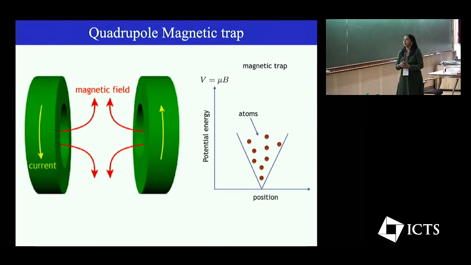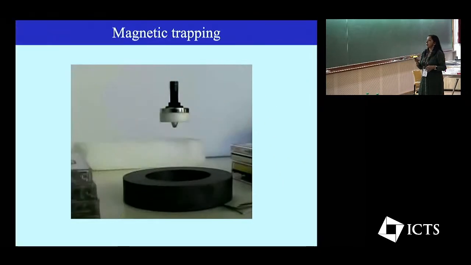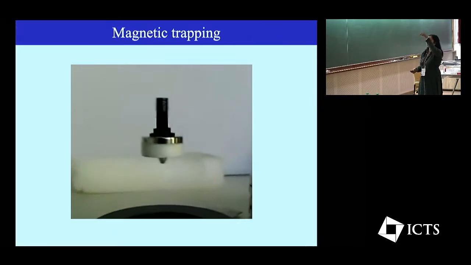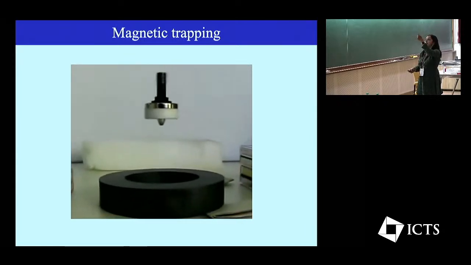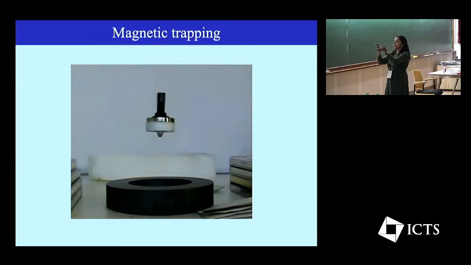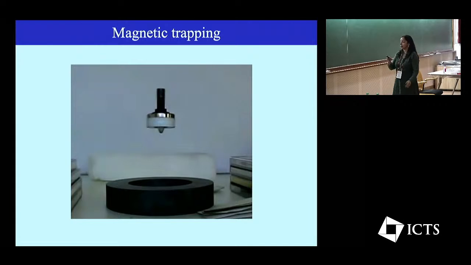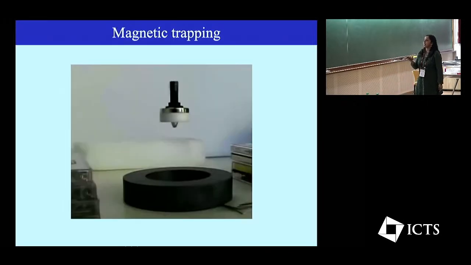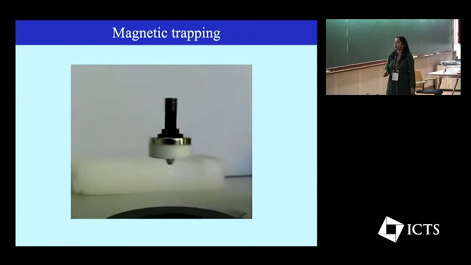Another way to trap the atoms is magnetic traps. We have coils with current in opposite directions, where we create a potential where atoms can be trapped at zero of the magnetic field, and the magnetic field increases linearly in all directions. This has the same principle as you can see here: a small rotating magnet which is levitating on a very strong magnet. This is the same principle on which the magnetic trap works.